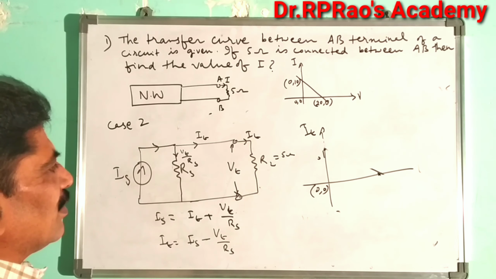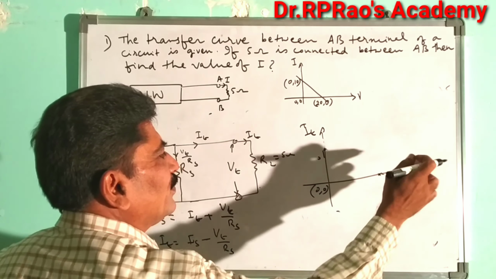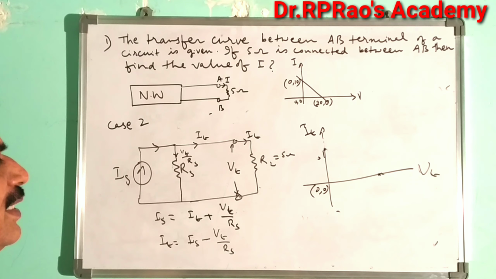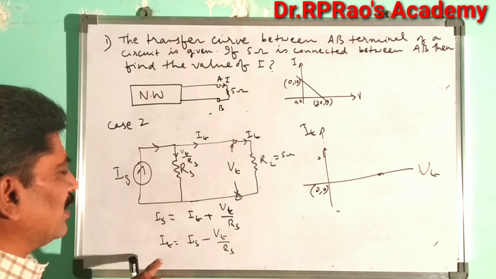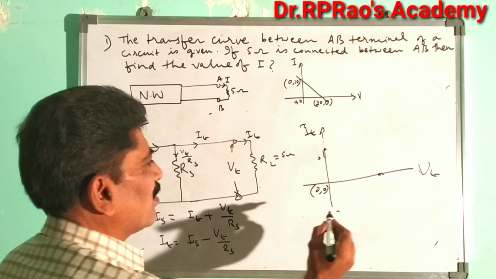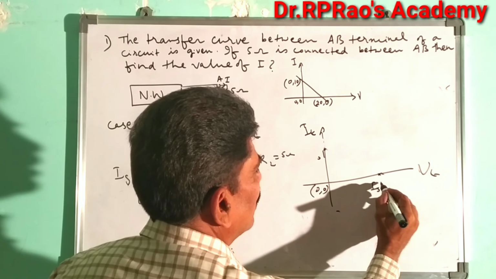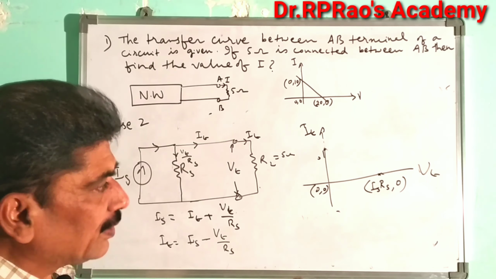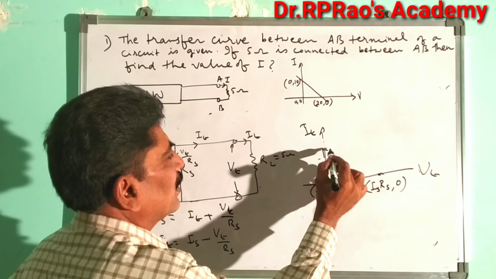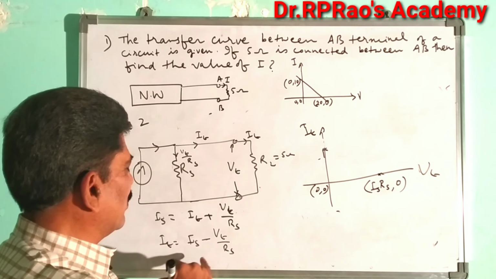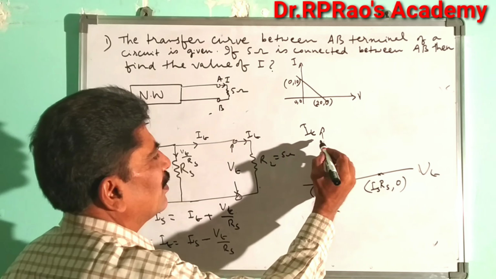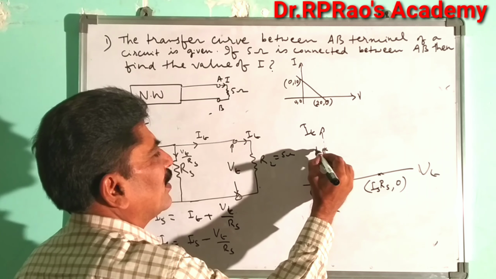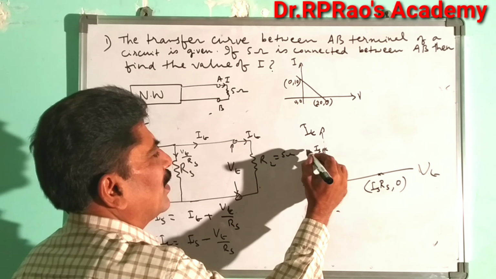Now let us find out the points on the Vt axis and It axis. The point on the Vt axis is found by putting It equal to 0. If we put It equal to 0, the point will be Is Rs, so this is Is Rs comma 0. Current value is 0. To get the other point, put Vt equal to 0 in this. Then It is equal to Is only, so the point is 0 comma Is.